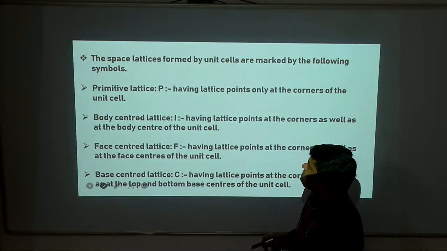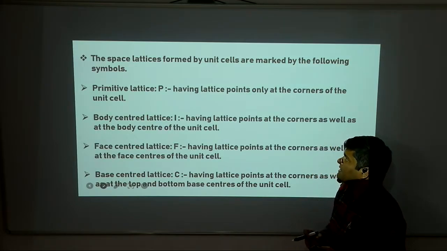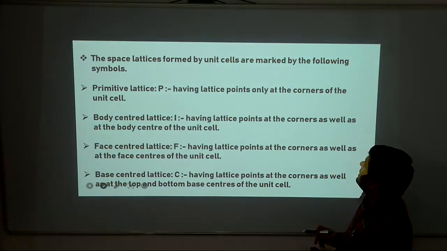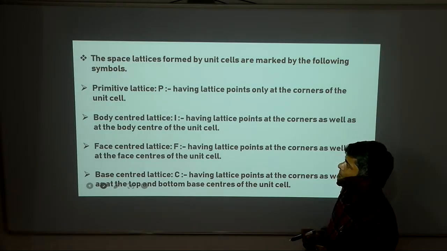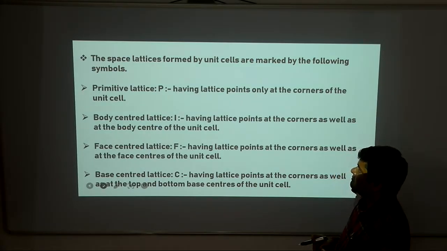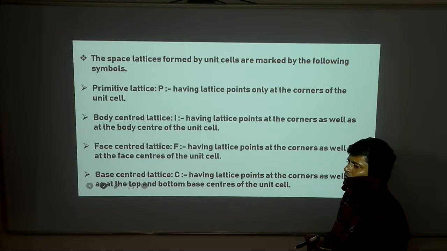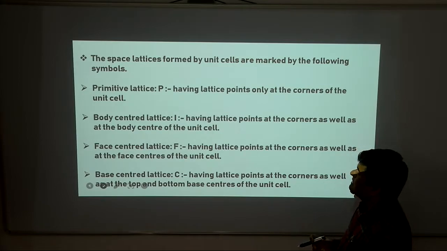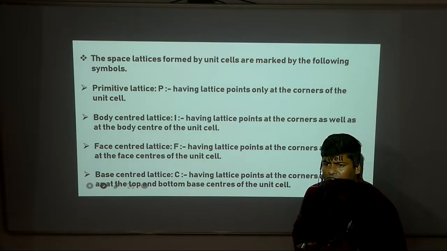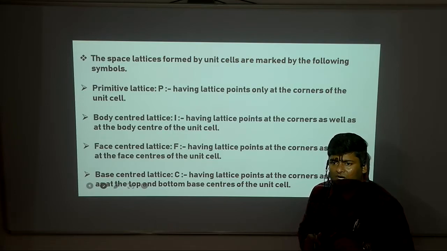So now the space lattices formed by the unit cell are marked by the following symbols. Means the space lattices are going to form with the different types of unit cell. So these different types of unit cell we are going to symbolize in order to understand them for ourselves.